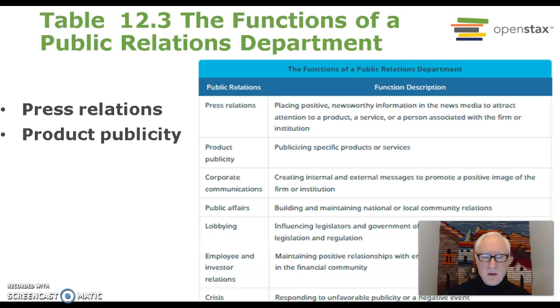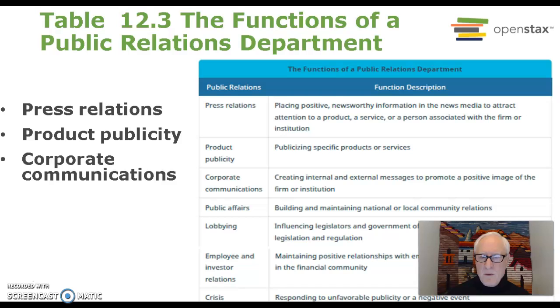Another one is product publicity. And the idea here is you want to publicize a specific product or a specific service. Then there's corporate communications, where you create both internal messages and external messages to promote a positive image of the company, right? The idea here is that you want both the people in the company, the employees primarily, and the people outside, suppliers, customers, the government, whatever, to have a positive image of your company.